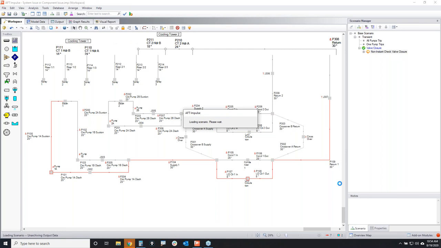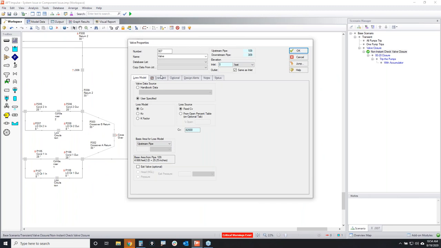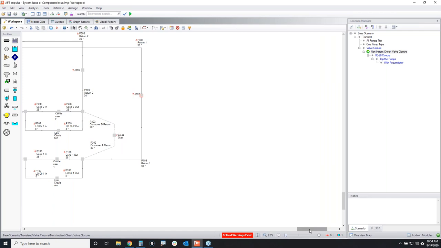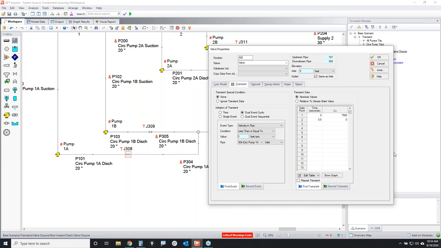So for the non-instant check valve closure, the regular valve downstream here still does the linear closure in 20 seconds. So I didn't change that yet. So here I replaced these check valves with regular valves, but I turned on transient logic to operate them like check valves. So if we open up this window here, I have two events. I'm using a dual event cyclic type of transient.